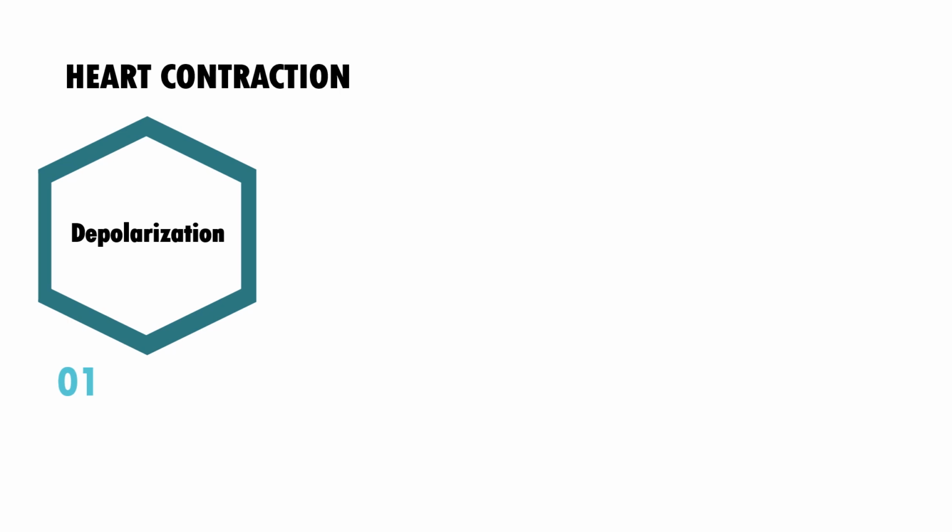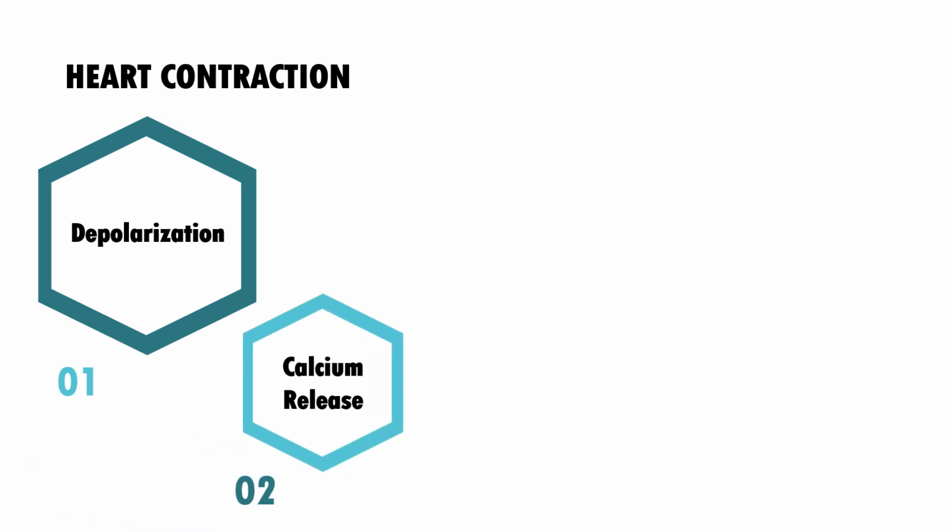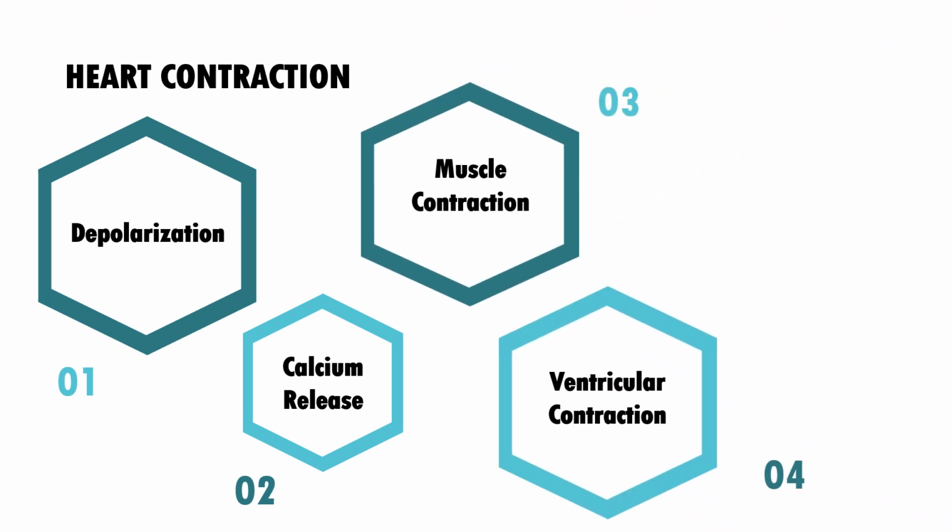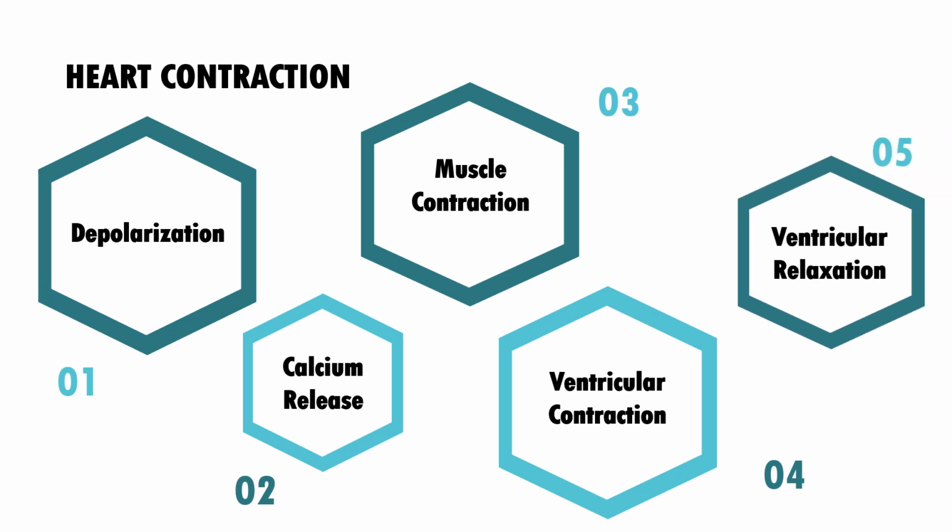The depolarization is the initial electrical impulse generation phase. After that, the calcium is released, which triggers the muscle contraction. Following the calcium release, the heart muscles tighten, which then causes the ventricular contraction, which then pumps blood out to the body. After the ventricular contraction phase, the ventricles get relaxed and become refilled.